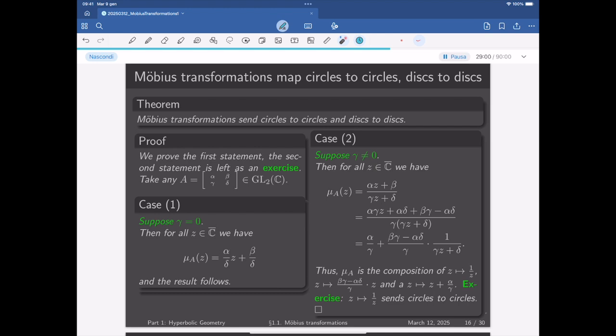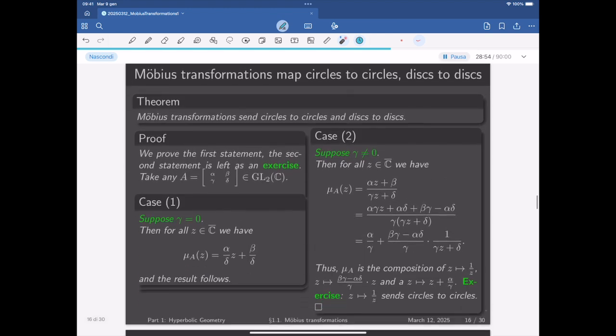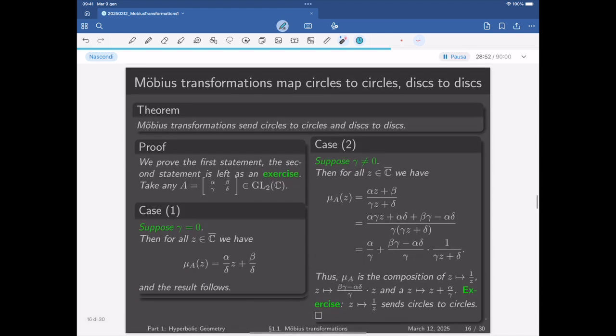Yeah, and it says 16 over 30. It doesn't worry me too much. It's really easy. It's a division into cases. Well, okay, it depends.